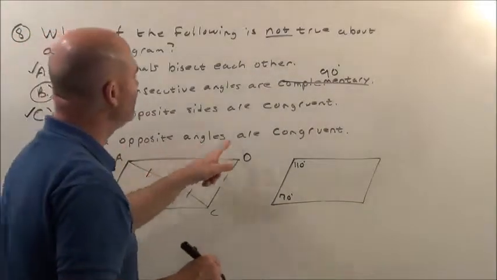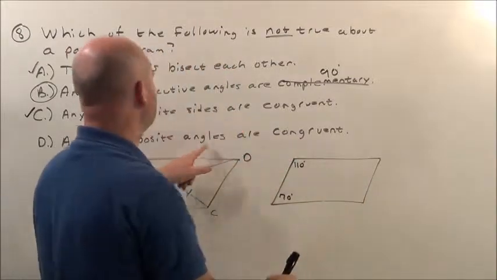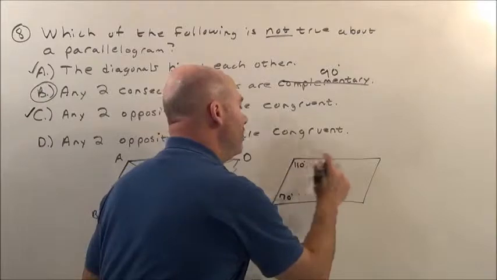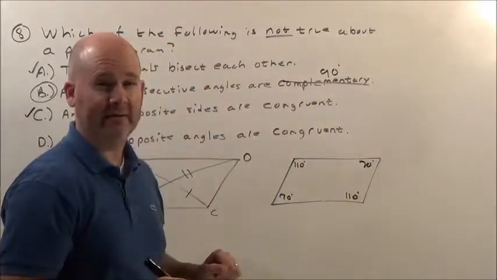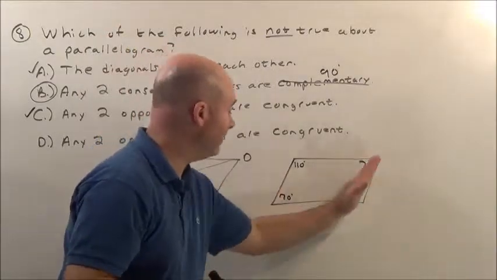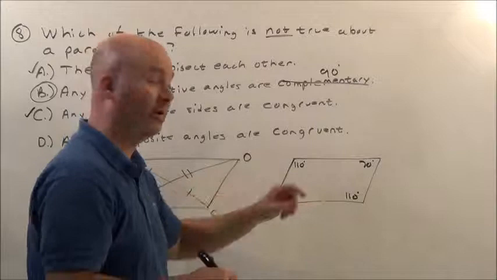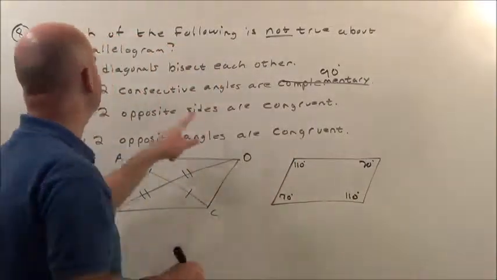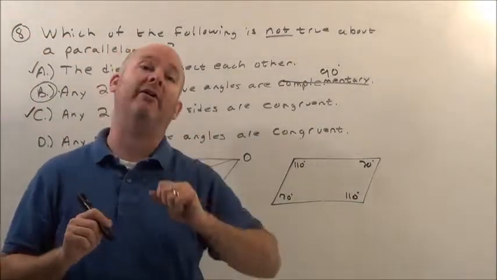Finally, any two opposite angles, this angle and this angle are opposite, this angle and this angle are opposite, are congruent. Yes, that's something that we learned. If that's 70 and 110, that up there will be 70, and that down there will be 110. And it's based off, again, of parallel sides here and here, and there's a transversal. We could keep doing that 4 different times there to get all the angles inside the parallelogram. So in this case, B was the one that was not true about our parallelogram.